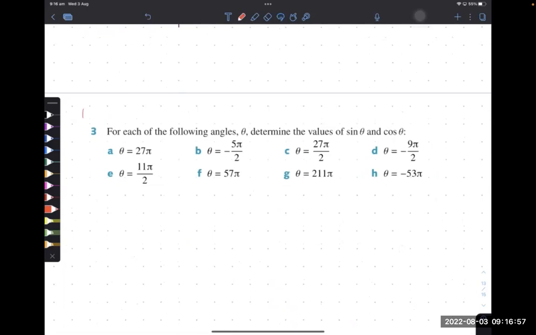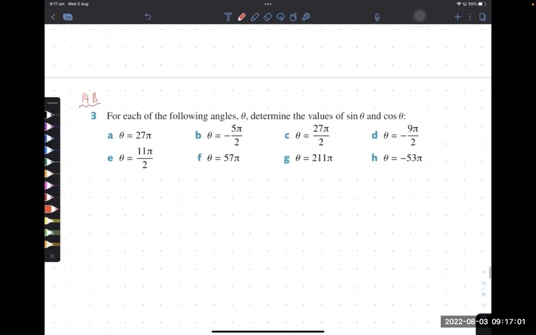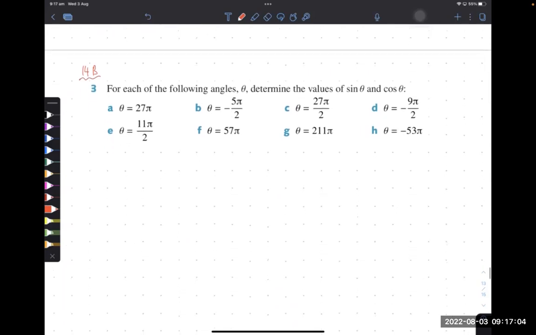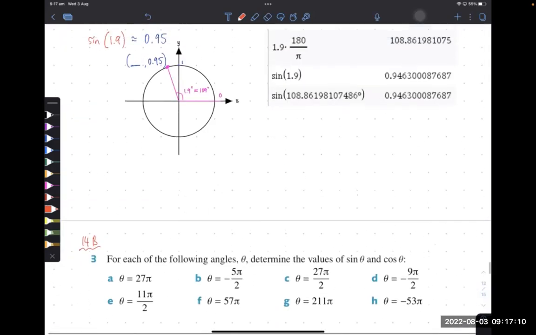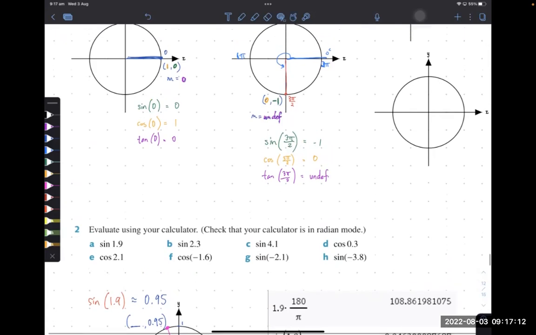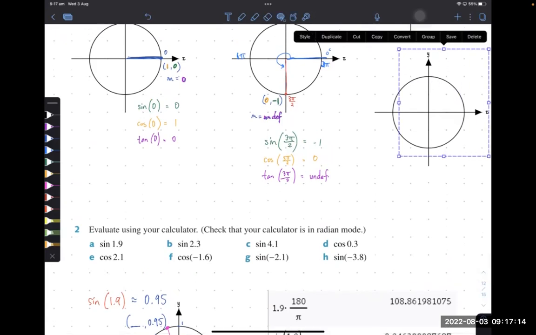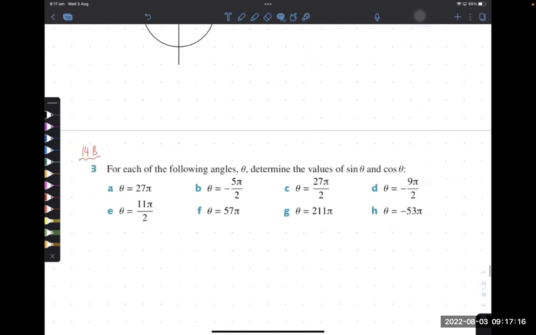And this is still part of 14B. Anyway, we have the unit circle. I'm tripping all over my words today.